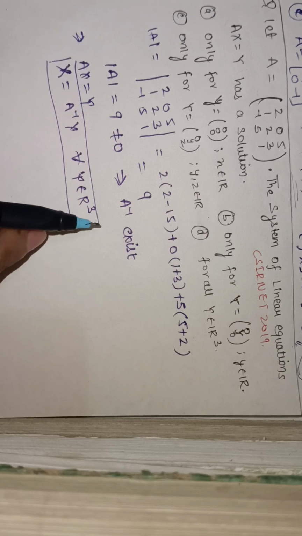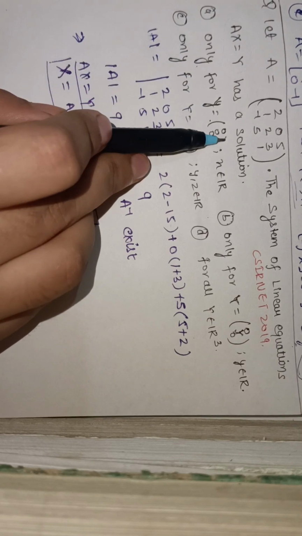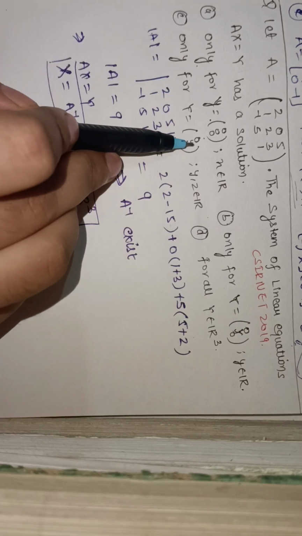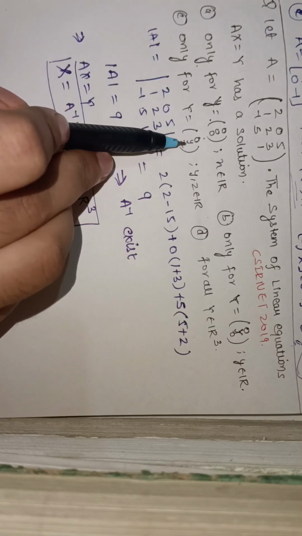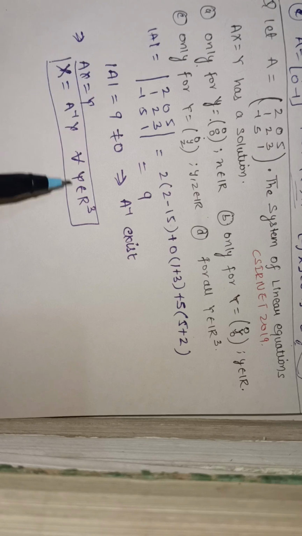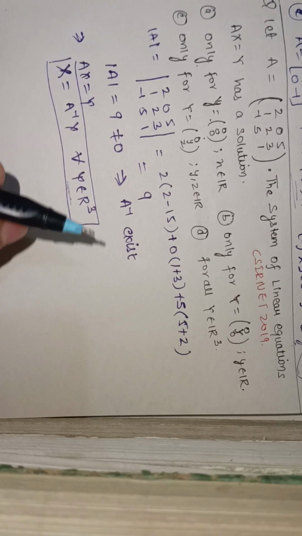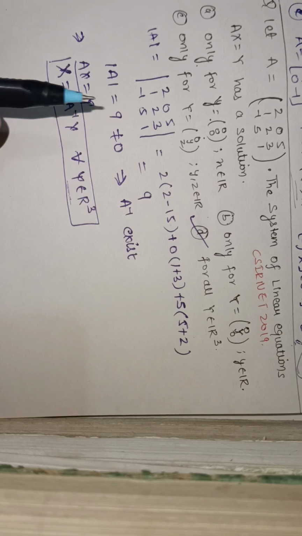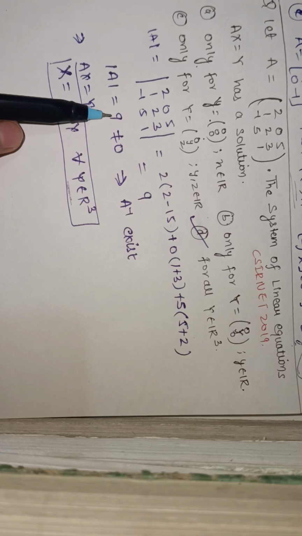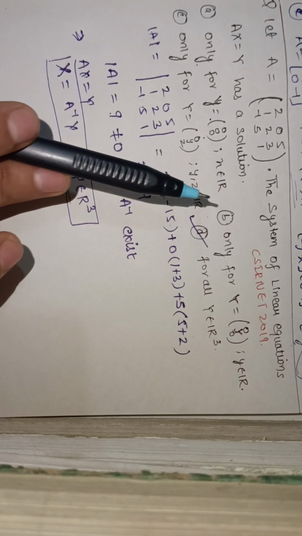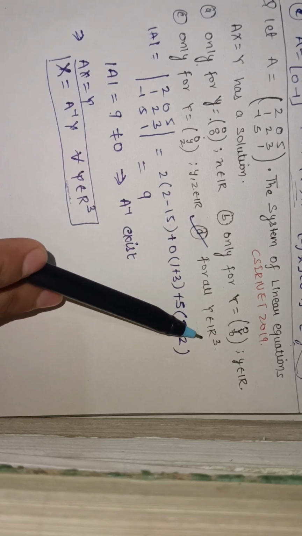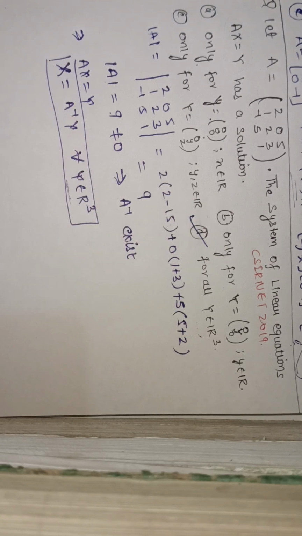So here the options are: only for y = (0, 0, 0), or y = (0, y, 0), or only for y = (0, y, z). Here we see for every y belonging to this, the solution exists. So option D is correct, because the determinant is not equal to 0. So here we have only a unique solution, whatever y is. So our option D is correct. So this is a solution based on the system of linear equations.